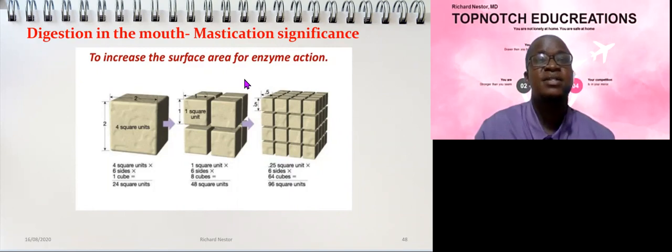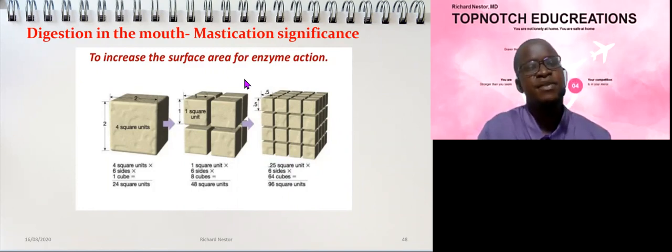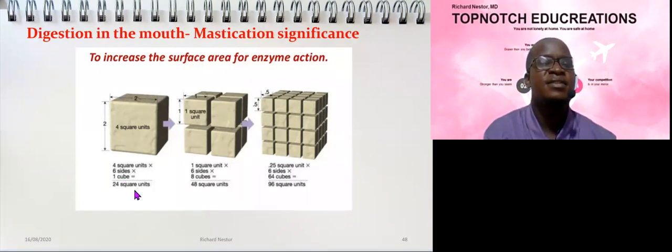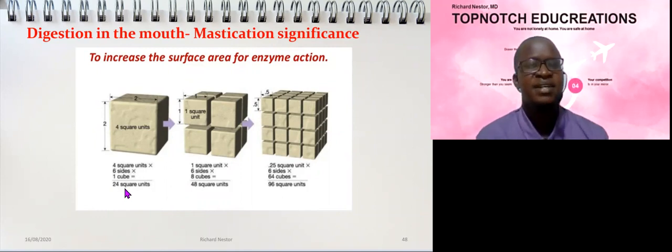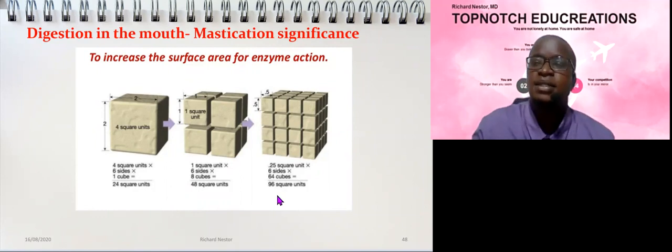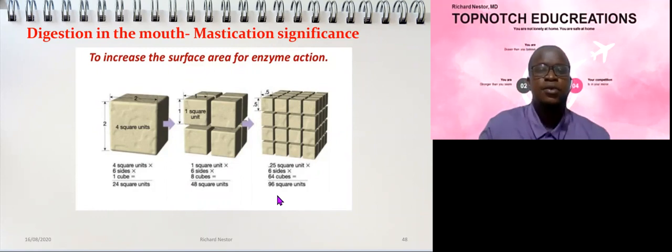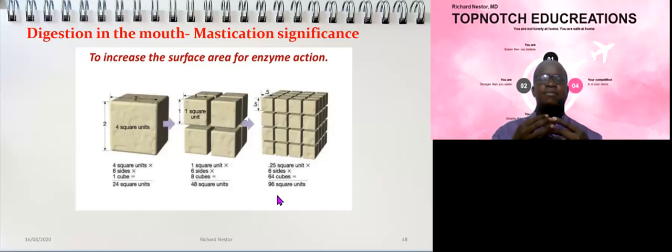This is just an illustration showing the significance of mastication in terms of increasing the surface area for enzymatic activity. If the food was one large square, as you see here, then the total surface area in contact with saliva, read it as the surface area in contact with salivary amylase, will be 24 square units. But if we break this into smaller square blocks, then the total surface area, as represented in this case, will be 96 square units in contact with salivary amylase. So this basically means that breaking down the food into smaller particles increases surface area for activity of the enzyme salivary amylase, and even the activity of the other enzymes that are going to interact with the food in the other parts of the digestive system.